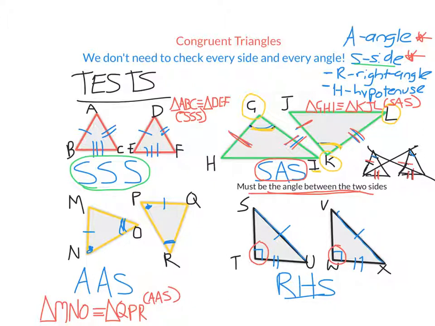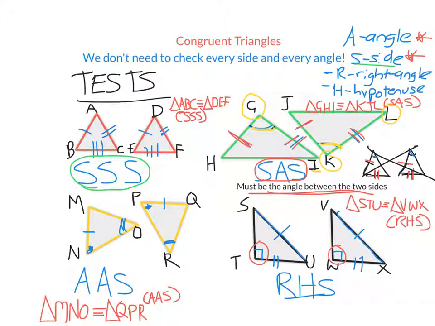So if I wanted to write a congruent statement, I just write triangle, call the first one whatever I want. That's congruent to. So the one corresponding to S is V. T corresponds to W and U corresponds to X, and the reason is RHS.